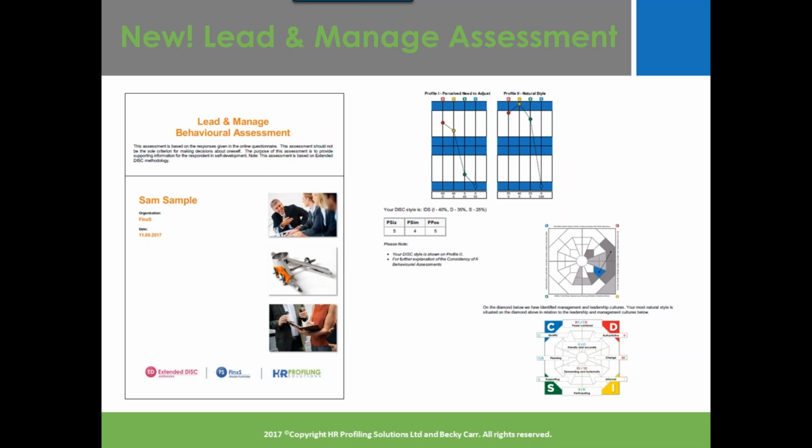The Lead and Manage also has the flexibility diamond with the arrow, so you can see how someone might want to flex their behaviours, as well as the arrow showing how they're currently adapting, if at all. The leadership culture diamond is also there on the same page, so you can see where they fit in that area as well. There is obviously a bit more in-depth information over the page about that.